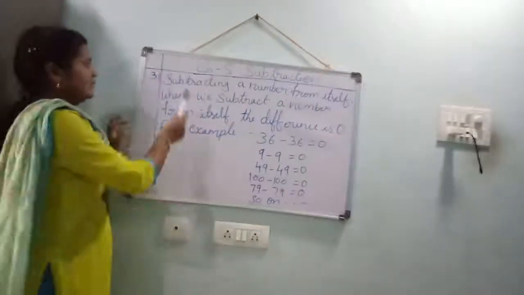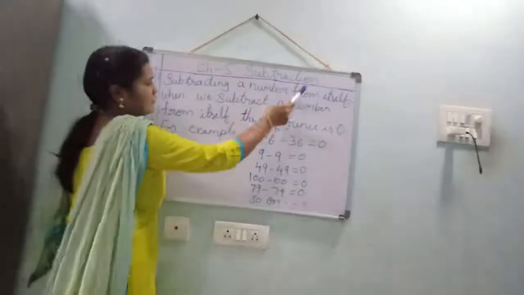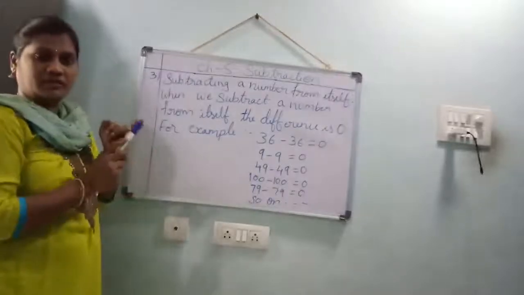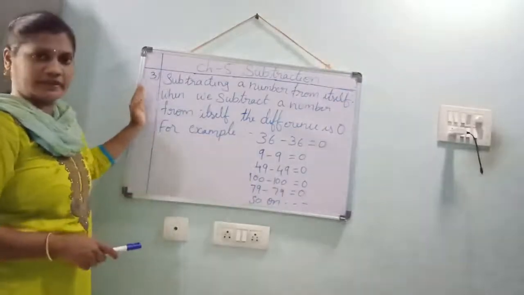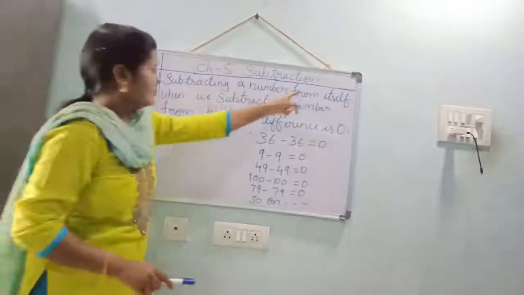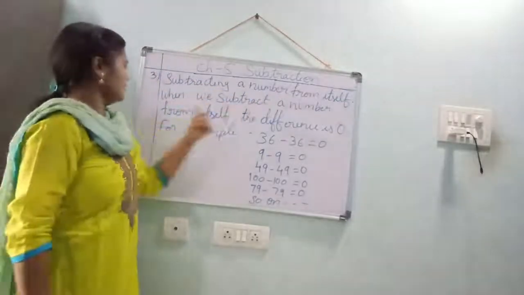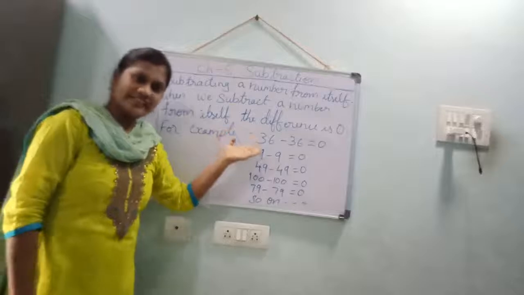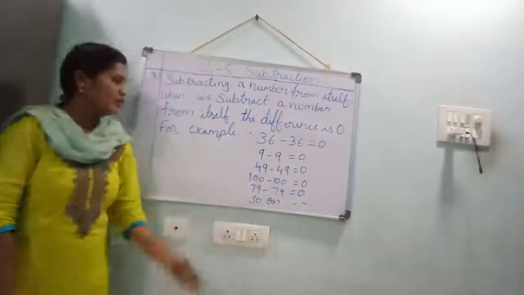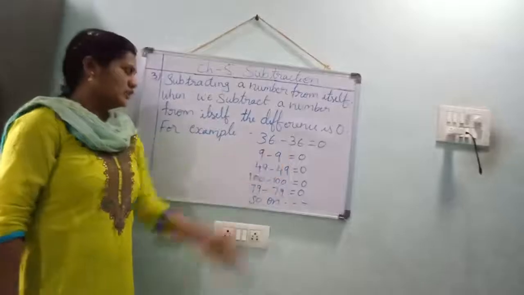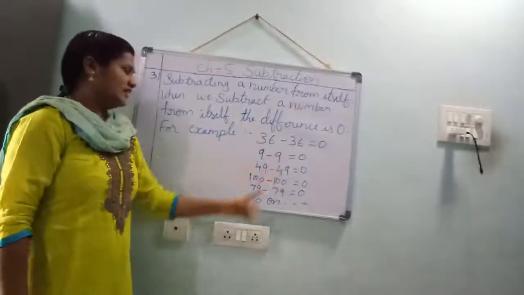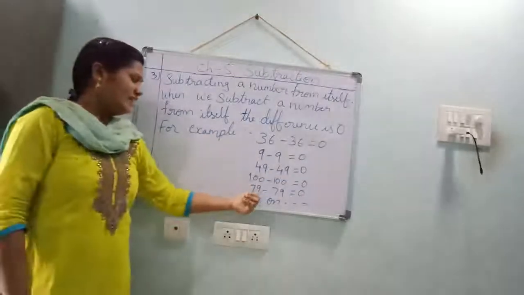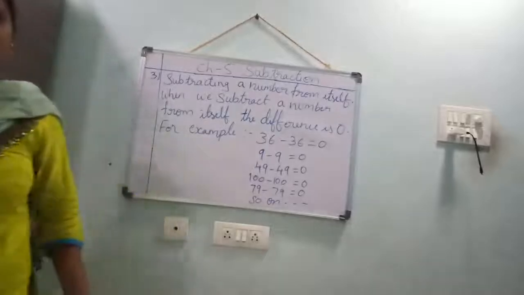Understood, children? This is the third property. You learned the first property, the second property, and now the third: subtracting a number from itself. When we subtract a number from itself, the difference is 0. For example, 36 minus 36 is 0, 9 minus 9 is 0, 49 minus 49 is 0, 100 minus 100 is 0, 79 minus 79 is 0, and so on.